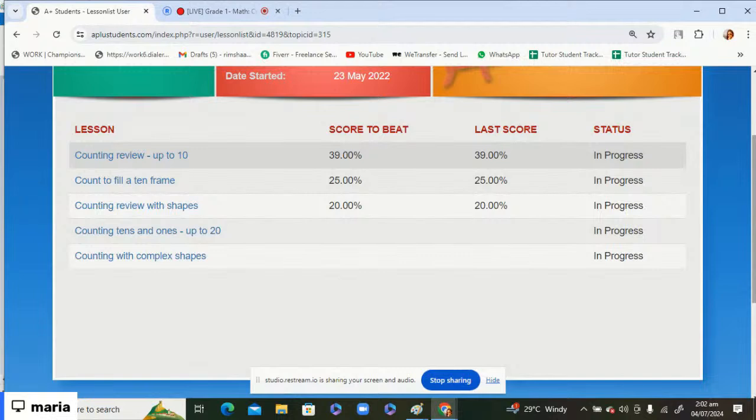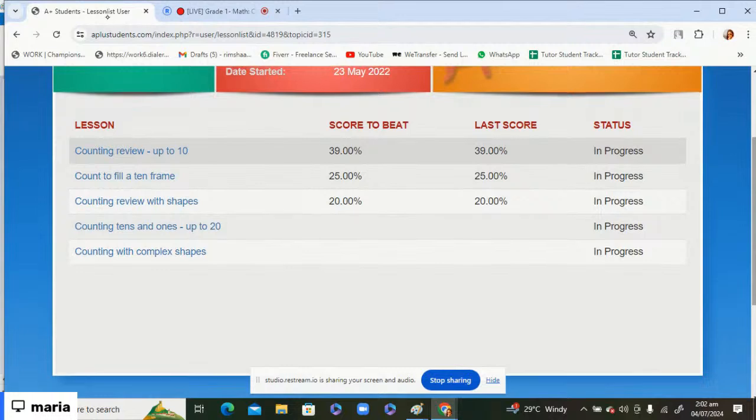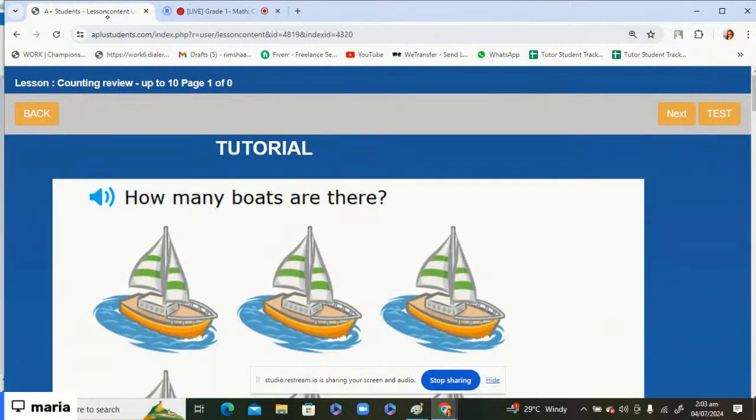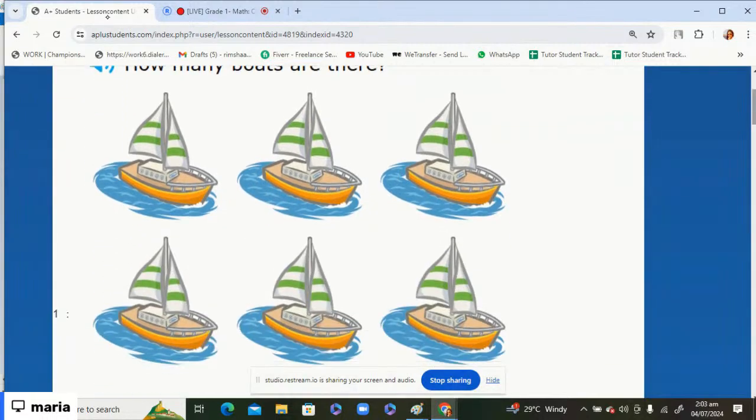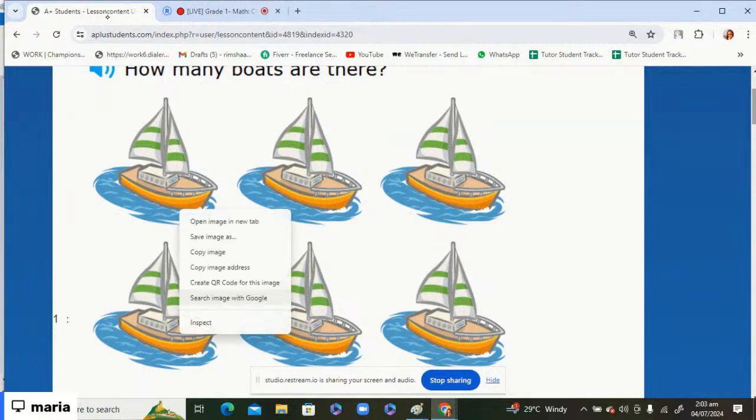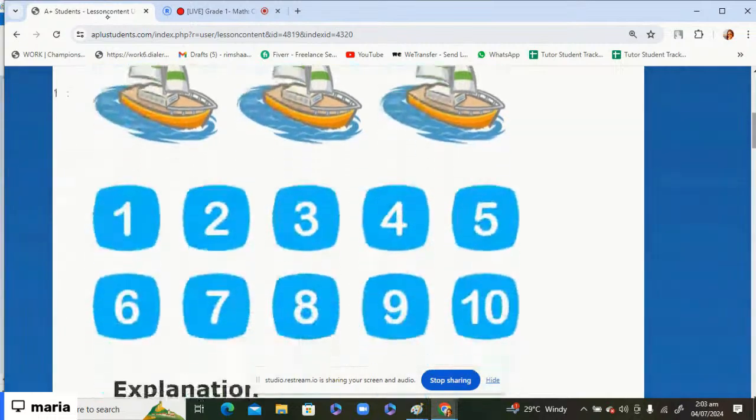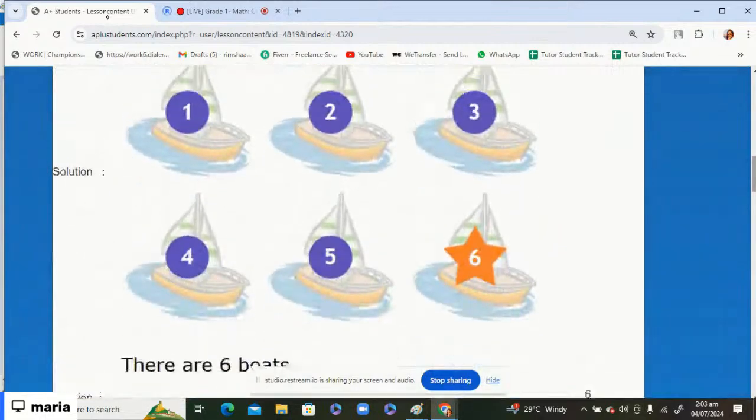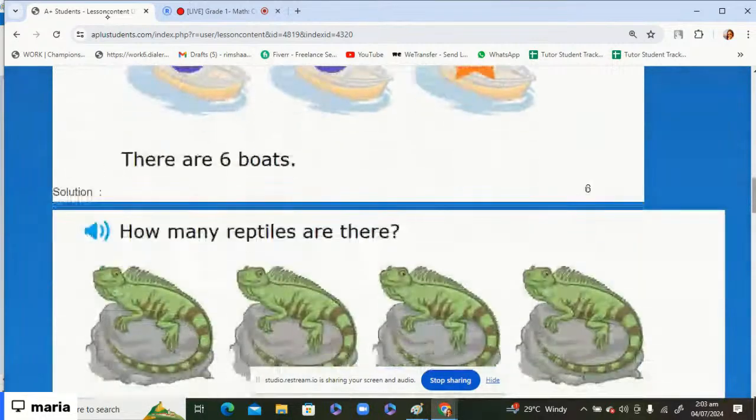counting review up to 10. Okay, so let's just start. So how many boards are there? Let's just count. It's 1, 2, 3, 4, 5, and 6. So we just count all of it and then we see that it's total 6.